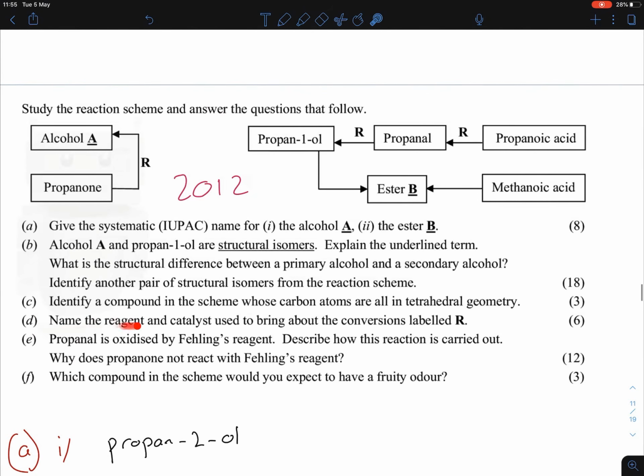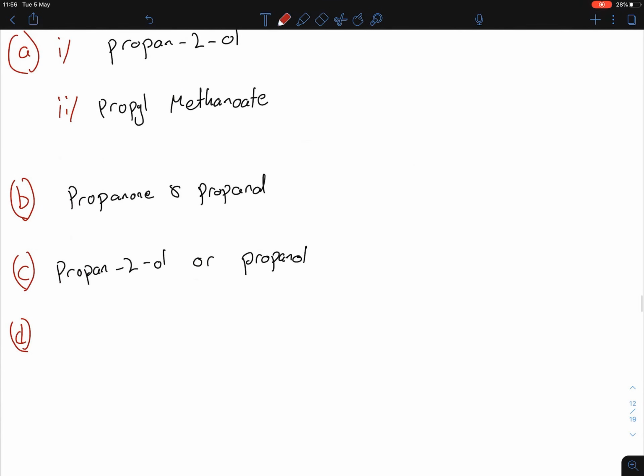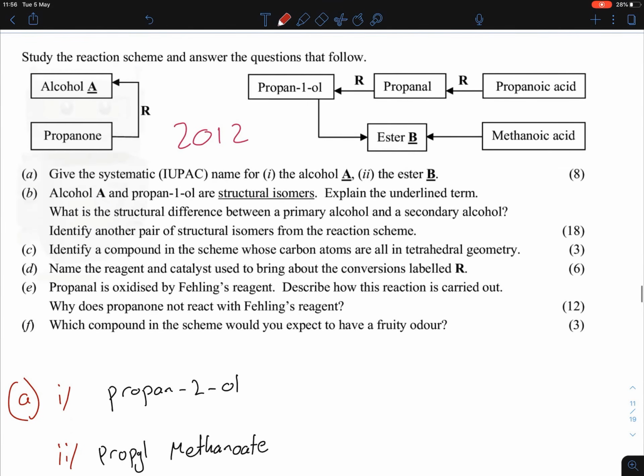D. Name the reagent and catalyst used to bring around the conversions labelled OR. Well, if you're using a reagent and a catalyst, it must be some form of reduction, OR standing for reduction here, I suppose. So for reduction, it's always the same, and again, you have to identify which is which. So it's going to be hydrogen equals reagent, and then nickel equals catalyst. And that's it. And again, you have to state which is which. That's really, really important. And if you're not sure, just do it anyhow. You won't lose marks for it.